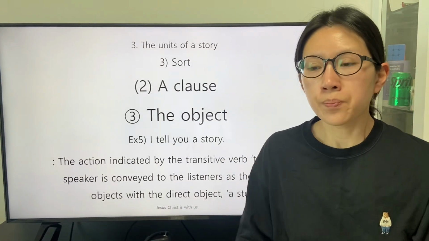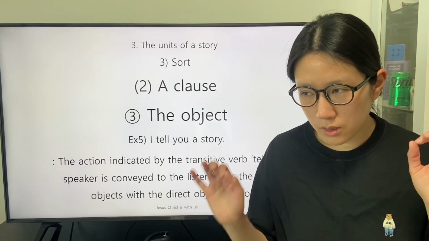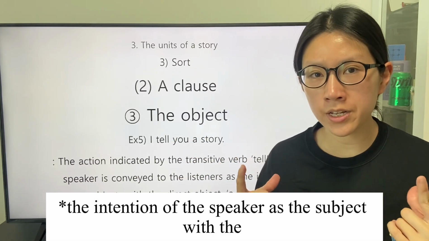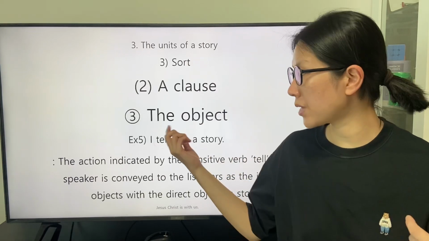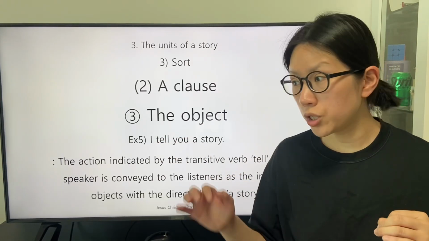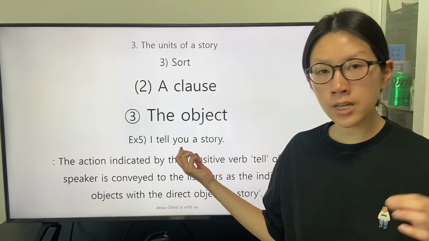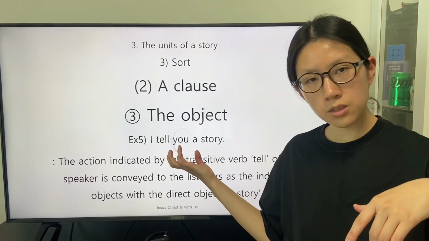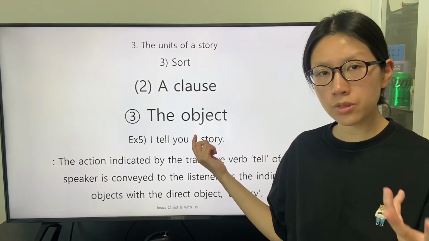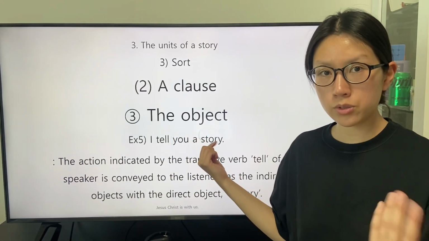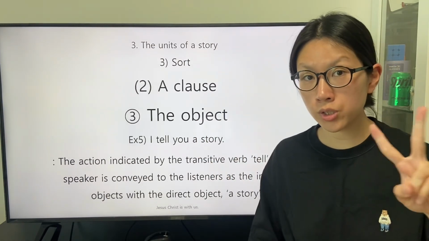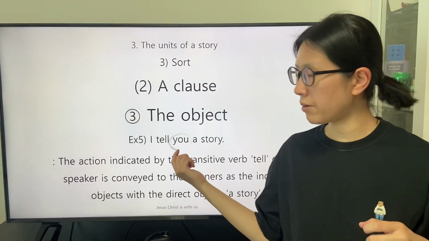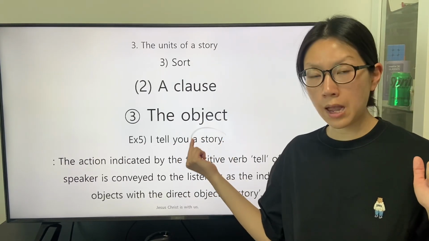The speaker describes the definition of the transitive verb tell to the indirect object with the direct object, a story. So we can see that there are two objects, the indirect object and the direct object.